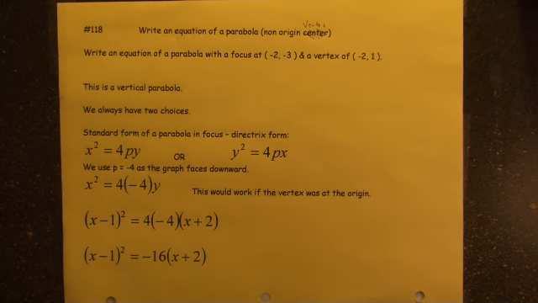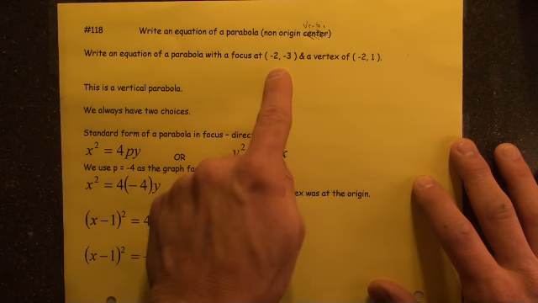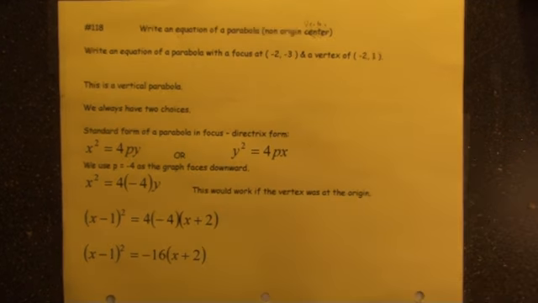Video number 118. Write an equation of a parabola where the vertex is not the origin. Okay, here we go. Write the equation of a parabola. The focus is (-2, -3). The vertex is (-2, 1).